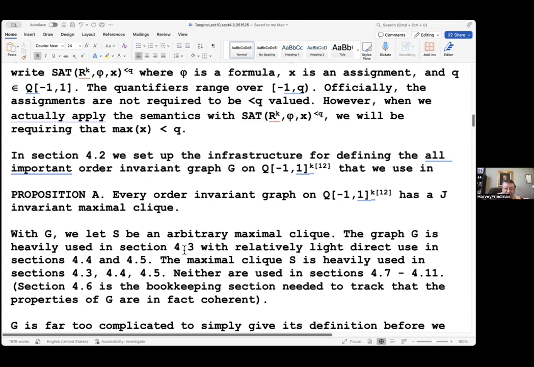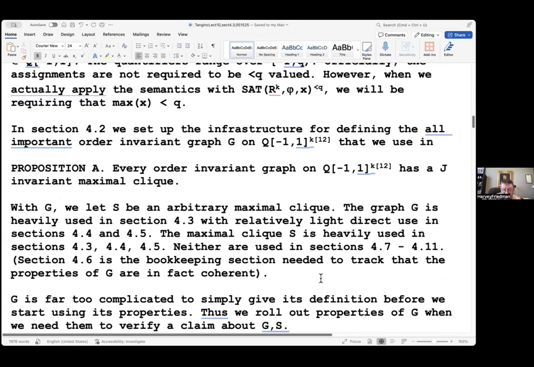It's relatively light direct use in sections 4.4 and 4.5, sections we already did. In fact, you might not even remember G being all that explicitly mentioned there, although it's in the background, so to speak. All right. Much more in 4.4, 4.5 is just arguing with S, the maximal clique. And we know a lot about S from the end of section 4.3. The maximal clique S is heavily used. Now, in 4.7 through 4.11, we're way beyond using the graph. We're way beyond using even S. We've already morphed into structures which are thought of on their own, without reference to graphs and cliques or anything.